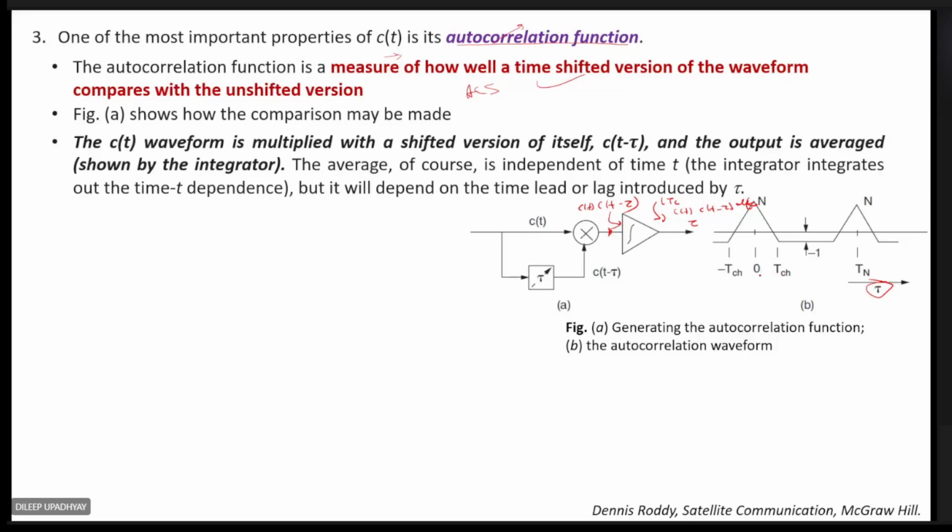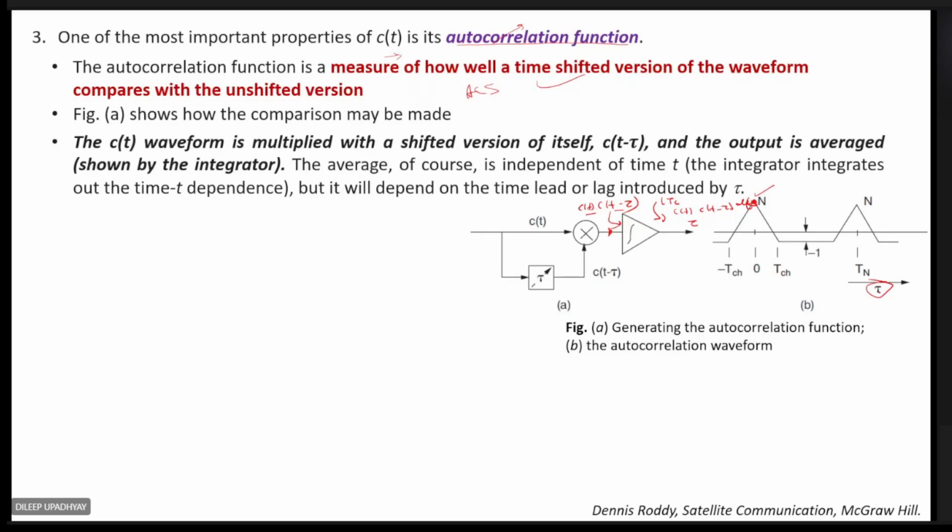Once this tau is 0, that is, once c(t) and c(t minus tau) are both the same, we can say that there is maximum similarity. In effect, the autocorrelation function stays the same. That is, we get the maximum value of the autocorrelation function for 0 time lag or 0 time advance, or t equals 0.